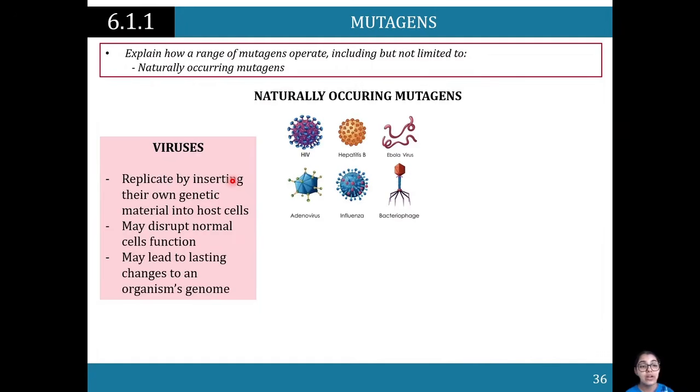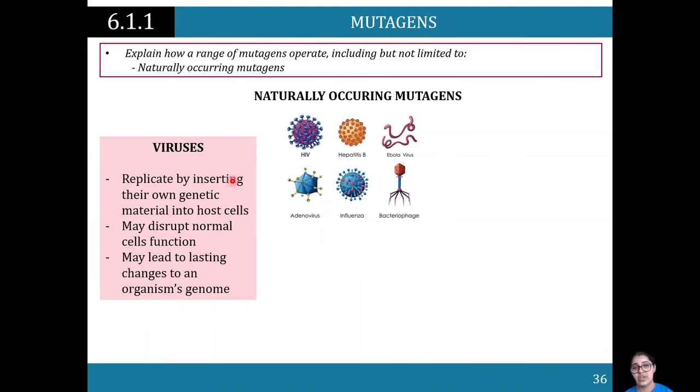Last one, naturally occurring mutagens. Naturally occurring mutagens include viruses. These are things that are out there in nature that can lead to mutations. Viruses replicate by inserting their own genetic material into the host cell and they disrupt the normal cell function. By doing that, that can lead to lasting changes to an organism's genome.